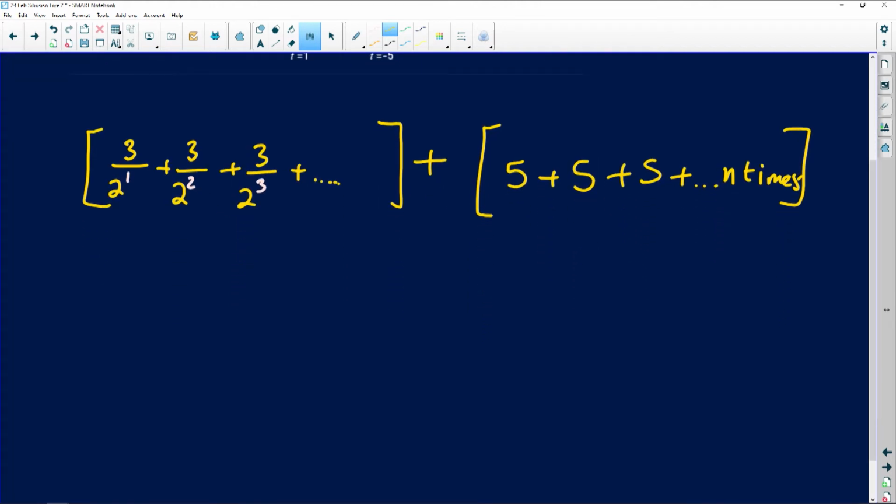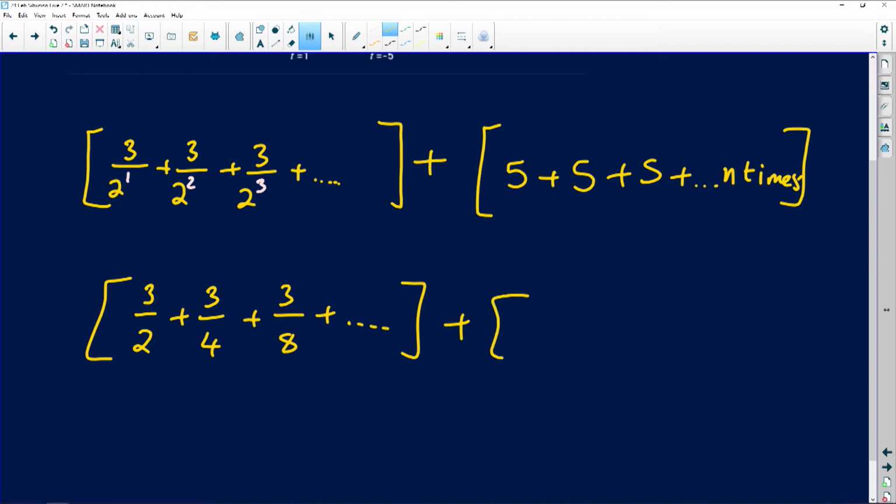So term 1 is 3 over 2. Term 2 is 3 over 4. Term 3 is 3 over 8. So we've got 3 over 2 plus 3 over 4 plus 3 over 8 plus and so on and so on. All that needs to be added with 5 times n, right? 5 times n times, right? But how do you work out your n? How do you work out how many n values are here?